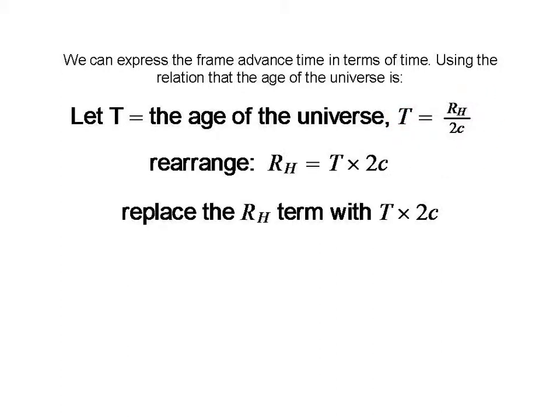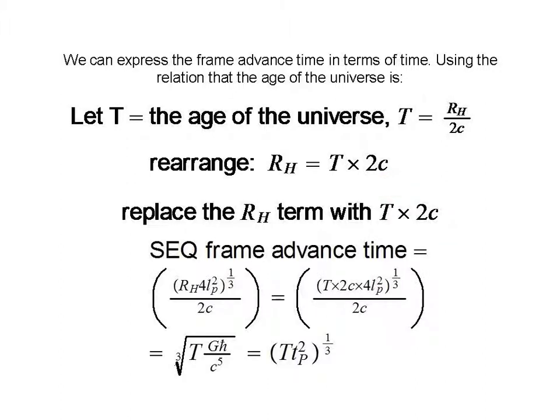We can rearrange so that R sub h is equal to t, the age of the universe, times 2c, and we'll replace our R sub h term with t times 2c. So, we find that the SEQ frame advance time, which is our SEQ radius divided by 2c, when we make the substitution here and plug in our values for the Planck length, we find the cube root of the age of the universe times G times h bar over c to the 5th, which happens to equal the age of the universe times the Planck time squared to the 1/3 power.